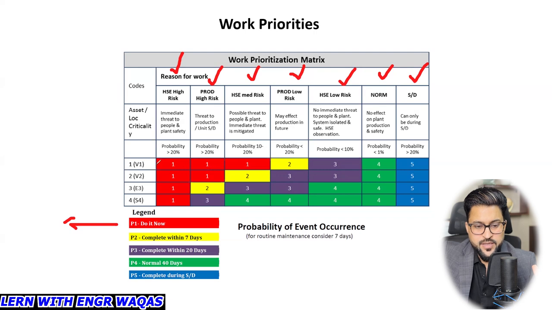So all these things, red color, you can see that asset criticality codes are there. So this is one, high risk at the spot. Okay, high risk production, high risk. So all red colors are do it now. Yellow, complete, this is the second priority. The third one, complete within 20 days. Okay, all these things within 20 days. Green one, 40 days, more than 1 month. And the fifth one is going to be part of your turnaround or scheduled maintenance, right?